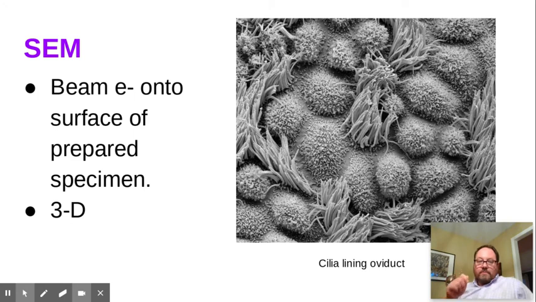The electrons again bounce off the surface of the structure, and it gives you a three-dimensional view. So this is the interior of the oviduct. It used to be called the fallopian tube, and you see the little cilia, and then the shorter structures are microvilli. And what those do is sweep the egg or the ovum along the oviduct during ovulation or following ovulation.